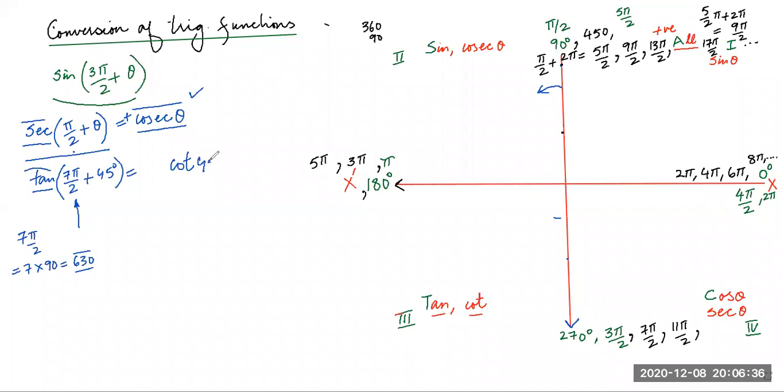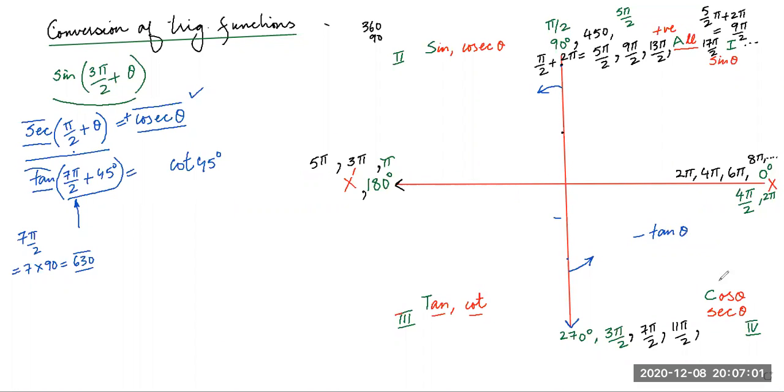It will be cot 45 degree. Okay, but I don't know whether it is positive or negative. So just see in which quadrant this angle will fall. 7 pi by 2 plus 45 will be in fourth quadrant. In fourth quadrant, is the tan negative or positive?